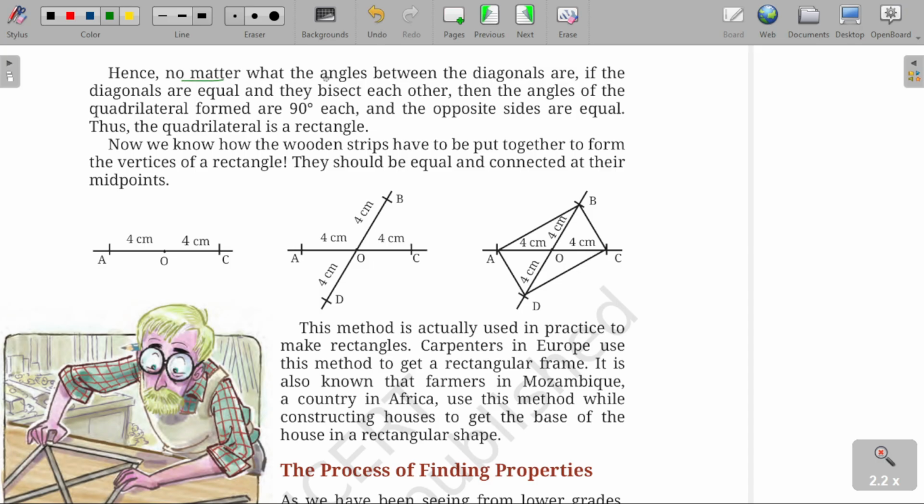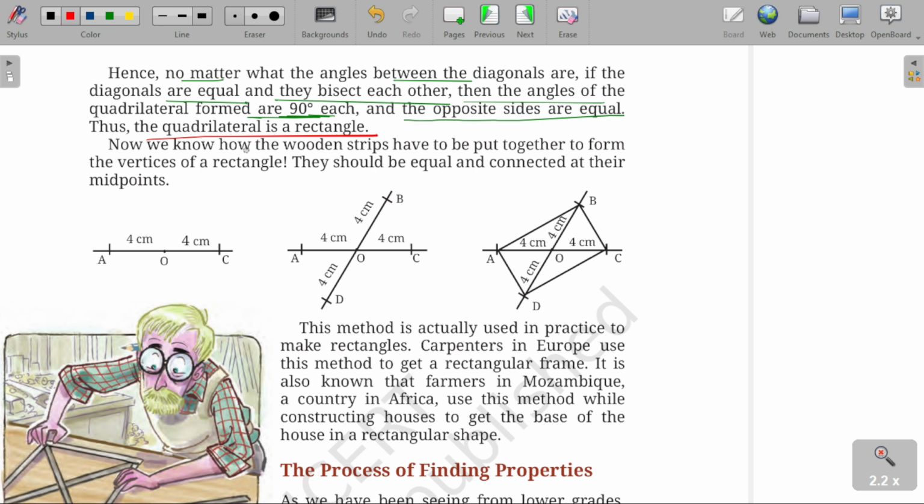Hence, no matter what the angles between the diagonals are, if the diagonals are equal and bisecting each other, then the angles of the quadrilateral formed are 90 degree. We have also done the general rule, and we have taken an arbitrary angle as well. In both cases, no matter whatever the angle between the diagonals is, the angles formed in the quadrilateral will be 90 degree each. And by CPCT, we can easily prove that the opposite sides are equal. Hence, the quadrilateral is a rectangle.